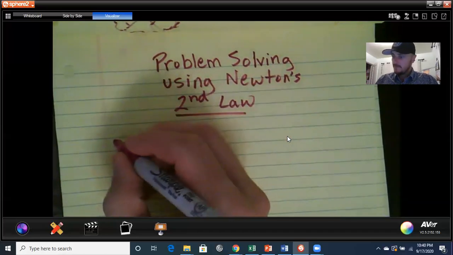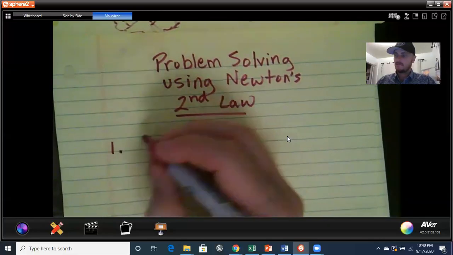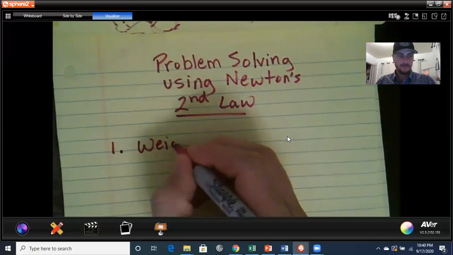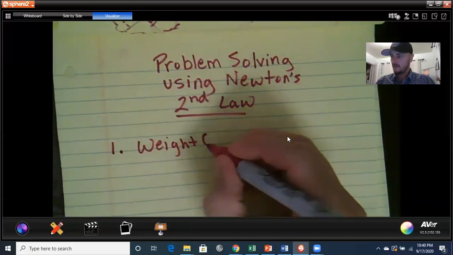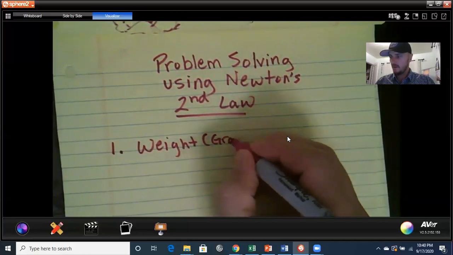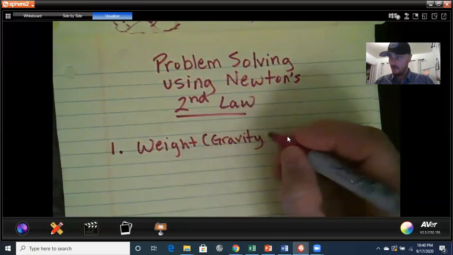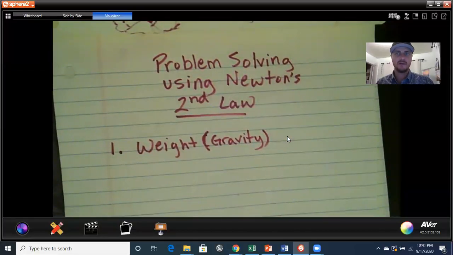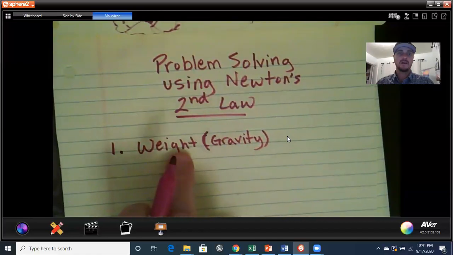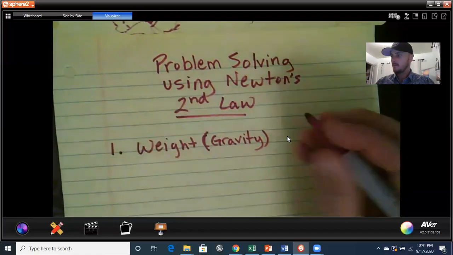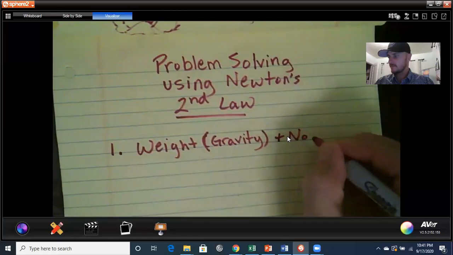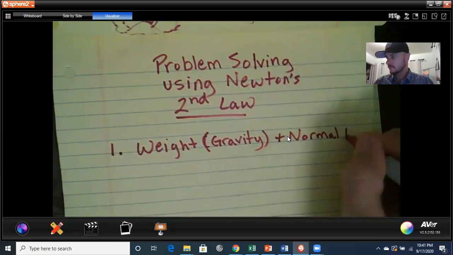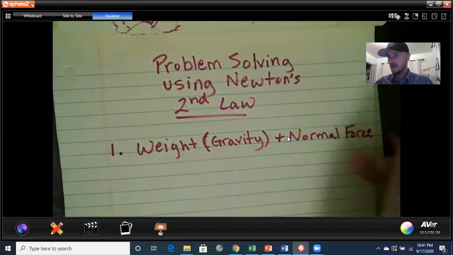So the first one, number one, we're going to look at weight. And in parentheses next to weight, I'm putting the term that everybody knows, gravity. Gravity and weight are the same thing in these problems. There's no difference. So your attraction to the earth, your gravitational attraction, that is your weight. And we're going to be looking at normal force. So both of these ideas.